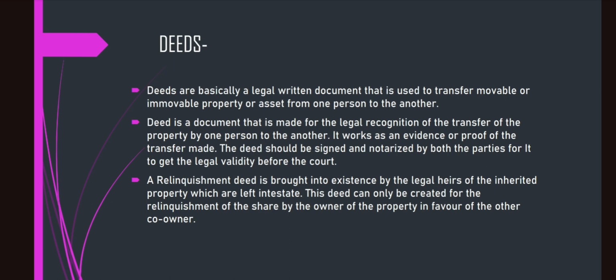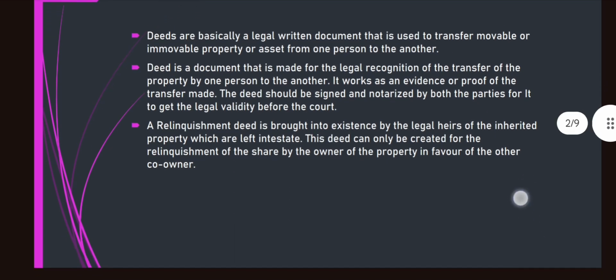person to another. A deed is a document which is made to give the transfer of the property legal recognition. This recognition can also work as an evidence or proof of the transfer that is made. The deed should be signed and notarized for it to get the validity to become an evidence or a proof. This proof is presented before the court when such disputes of property arise.